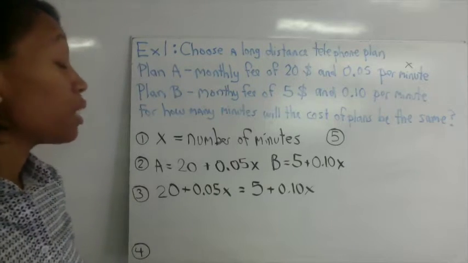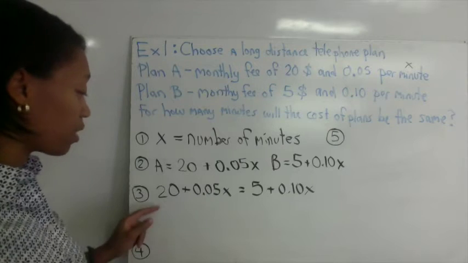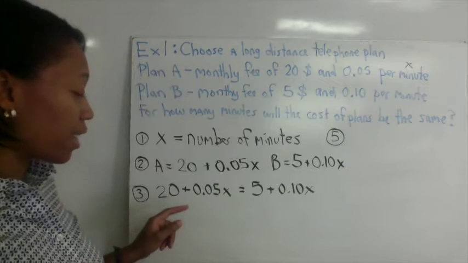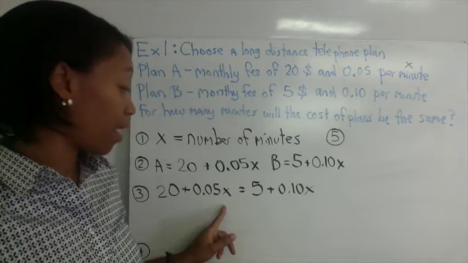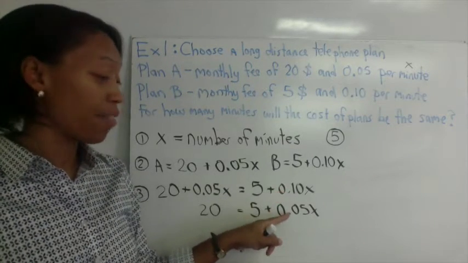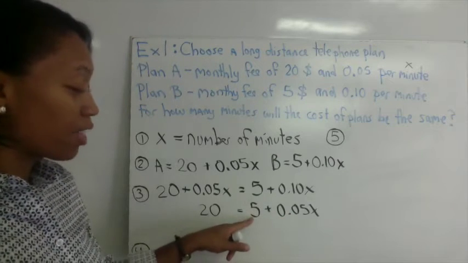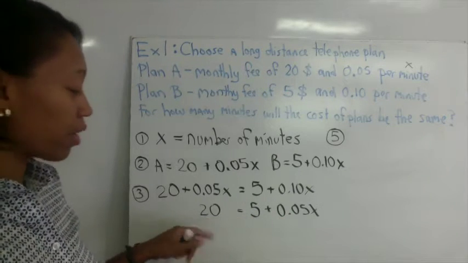So now, step 4 is I'm going to solve the equation. So now I'm going to solve it. Let's get our x's together by subtracting 0.5x to the other side. 0.10x minus 0.5x gives us 0.5x again. All right, and now let's move the 5 to the other side by subtracting.